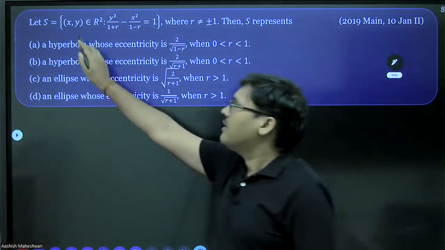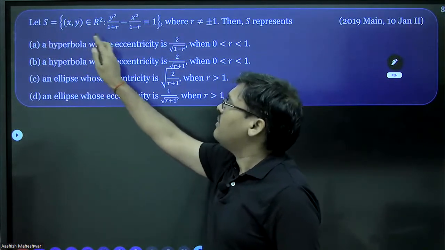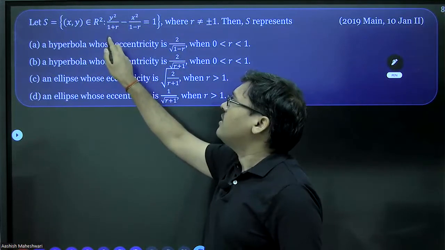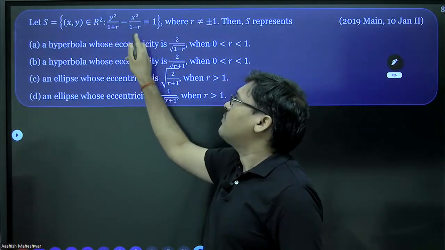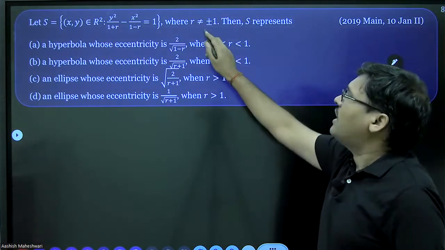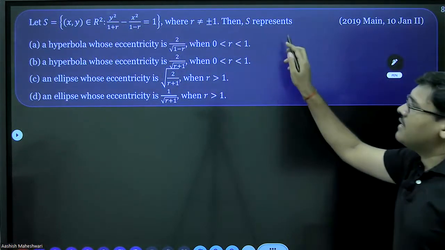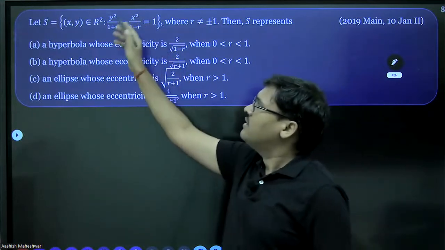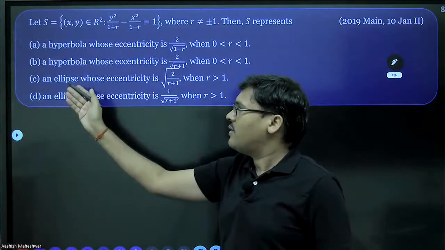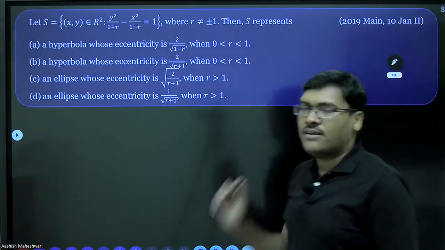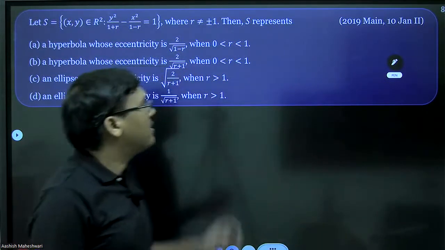S is a set of x comma y belonging to R square, that is both are real numbers, and y square upon 1 plus R minus x square upon 1 minus R is equal to 1, where R is not equal to plus minus 1. Then S represents a hyperbola or ellipse with the eccentricities depending upon the values of R. R between 0 and 1, R greater than 1.